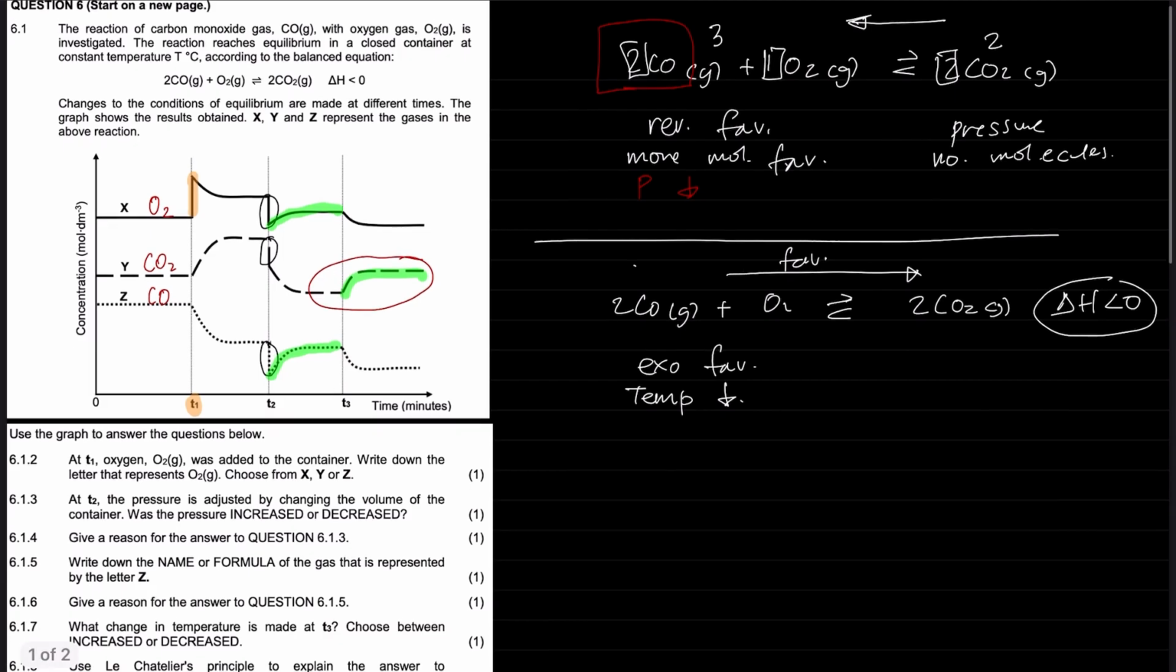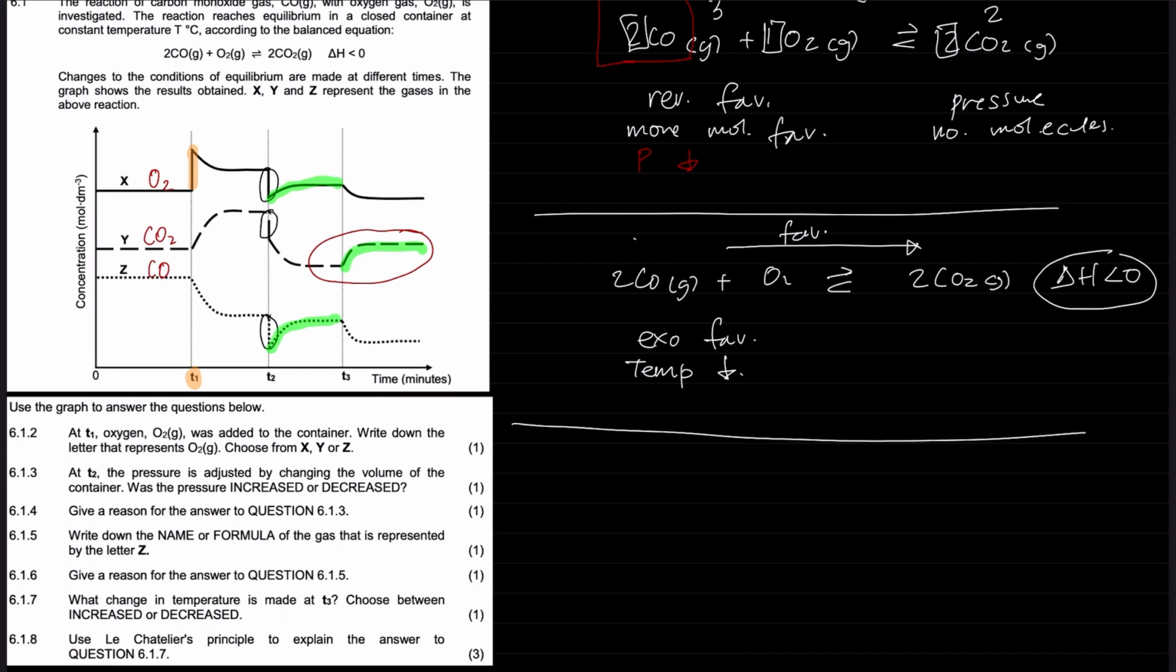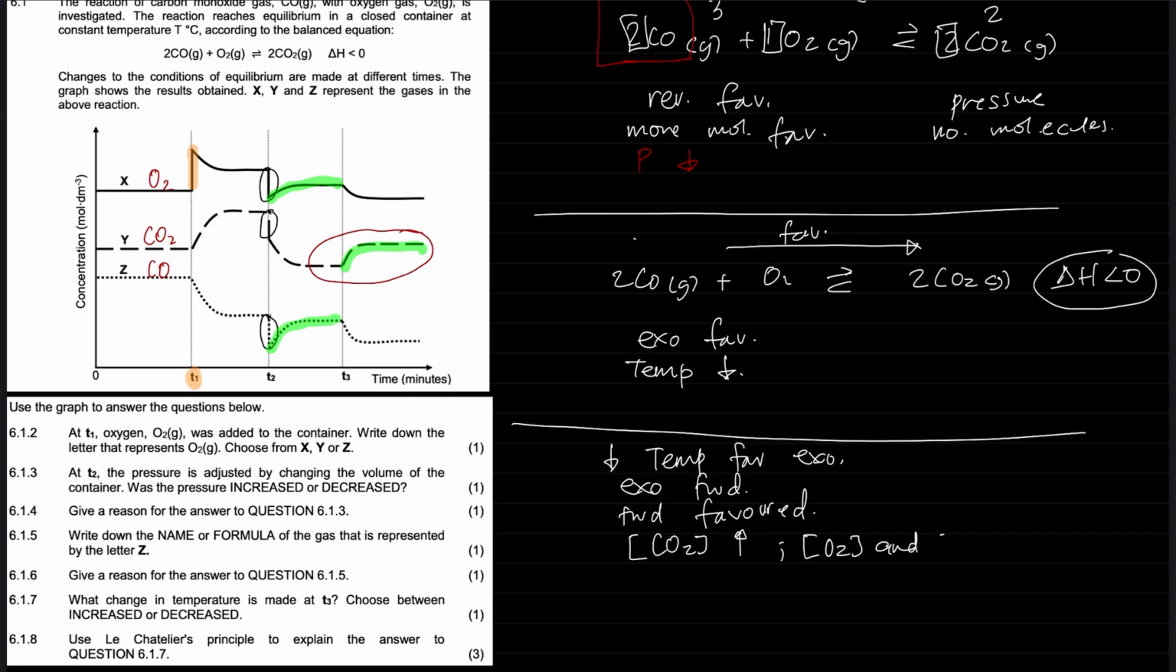Use Le Chatelier's principle to explain the answer. We can say a decrease in temperature favors the exothermic reaction. The exothermic reaction is the forward reaction. The forward reaction is therefore favored. That means the concentration of CO2 will increase and the concentration of O2 and CO will decrease. And that's exactly what we observe if you look at those other two curves, they decrease. Okay, let's move on.